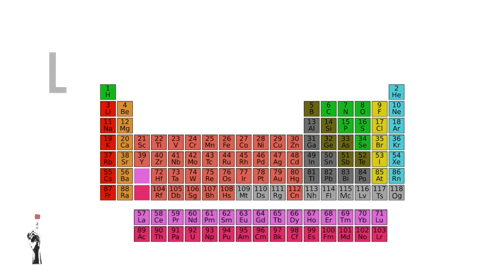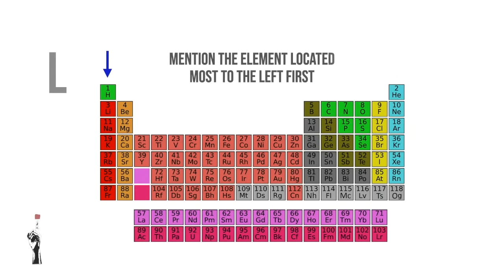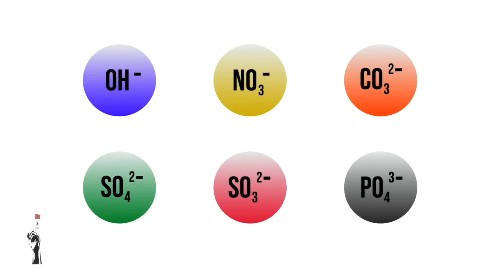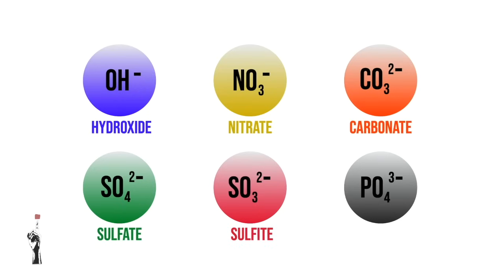Another rule when naming compounds is that we mention the element located most to the left first, and this rule applies to all compounds. Please make sure to study the following common compound groups that often appear in chemical reactions: hydroxide, nitrate, carbonate, sulfate, sulfite, and phosphate.